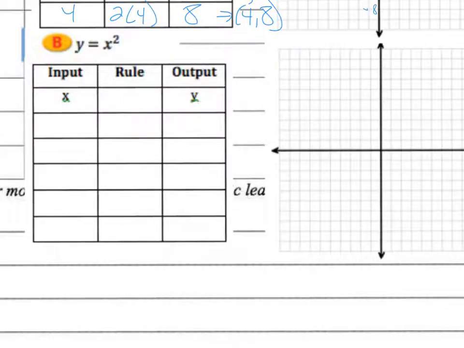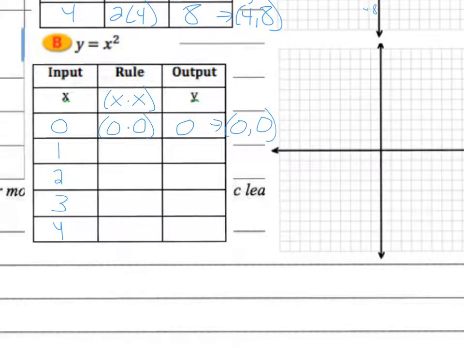So my function is y is equal to x to the second power, or x squared. So when I write this out, I'm just going to write my rule as x multiplied by x, because I know that's what I have to do when I square something. I need to multiply it by itself. Now I'm going to pick numbers. So I'm going to pick 0, 1, 2, 3, and 4. All right, so 0 multiplied by itself is going to give me 0.